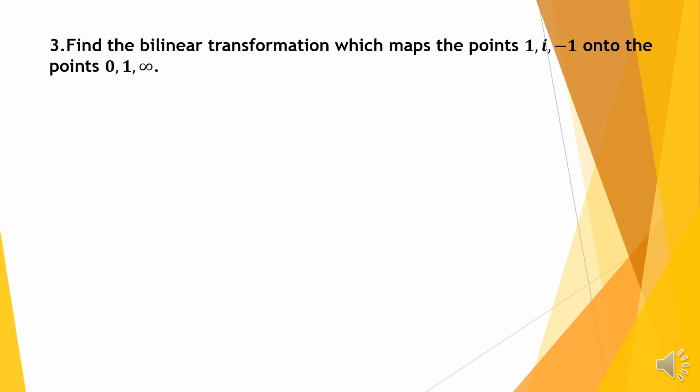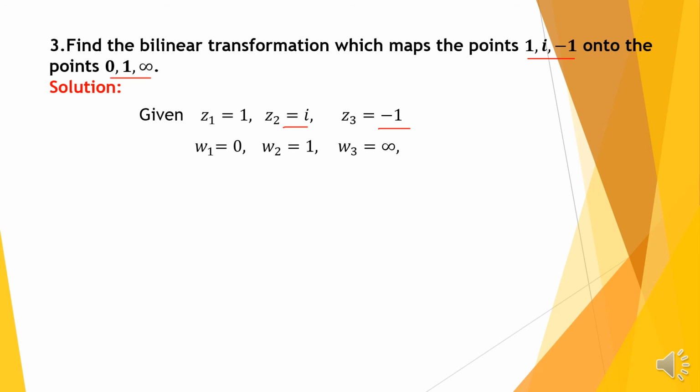Now the last problem, find the bilinear transformation which maps the points 1, I, minus 1 onto the points 0, 1, infinity. Solution. So now the points 1, I, minus 1 are in the z plane. So the points are denoted by z1 is equal to 1 and z2 is equal to I and z3 is equal to minus 1, and the points 0, 1, infinity are in the w plane. So we have to write w1 is equal to 0, w2 is equal to 1 and w3 is equal to infinity.